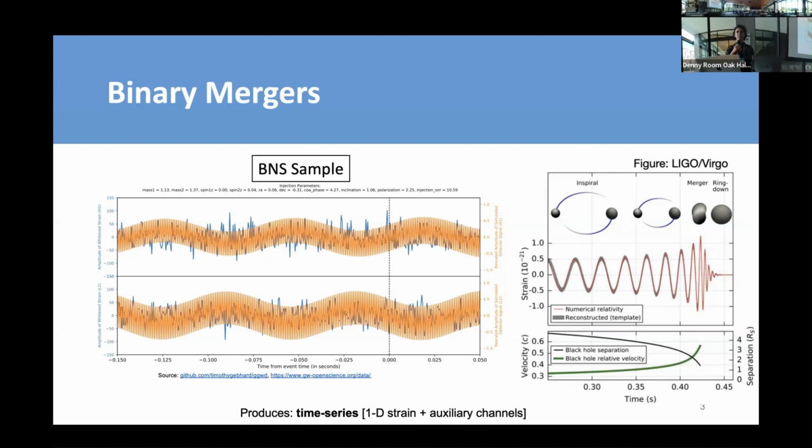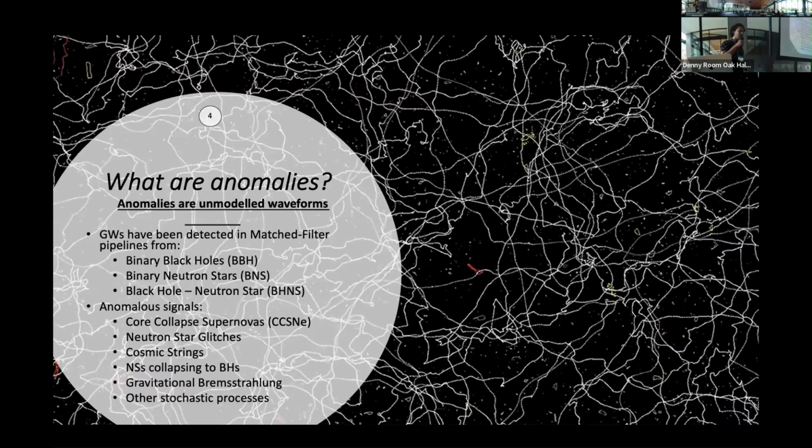The problem becomes when you have waveforms that are too complicated to model, or they're computationally prohibitive to model. So these are going to be your anomalies. Our matched filter pipelines in LIGO can detect binaries, black hole mergers, neutron star mergers, black hole neutron star mergers, but there's certain anomalous signals that you just can't simulate or that are stochastic in nature, such as core collapse supernovae, neutron star glitches, cosmic strings, neutron stars collapsing to black holes, different processes like this.